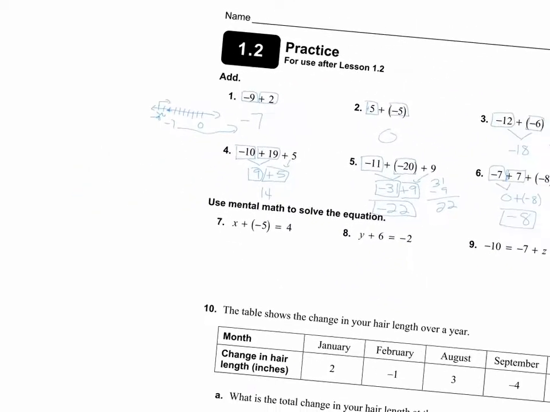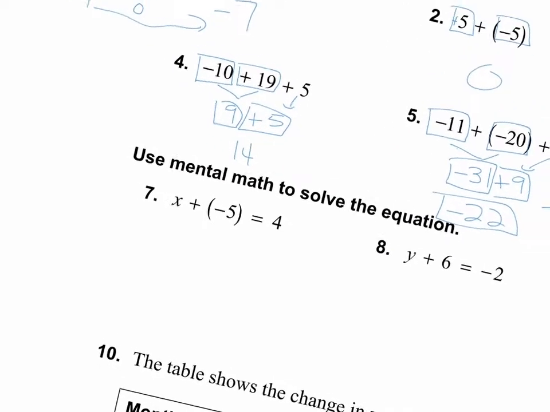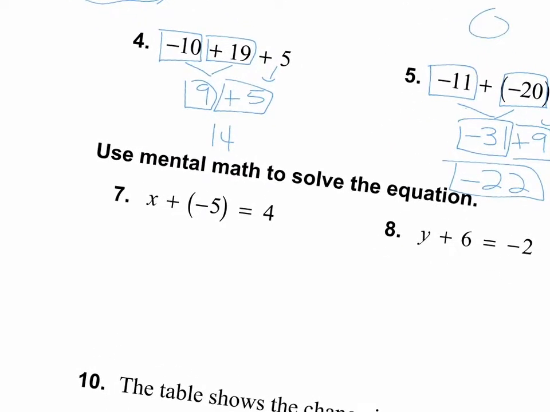All right, so moving on. Use mental math to solve the equation. So we have to think. If you want, you could even use a timeline, right? Or a number line. So here's 0. I need to get to 4. 1, 2, 3, 4, right? I'm at negative 5. 1, 2, 3, 4, 5. So I'm at negative 5 here, okay?